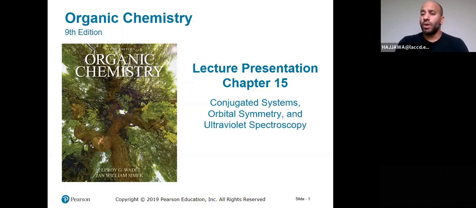Chapter 15, Conjugated Systems. What are we going to learn in this chapter? We will learn what conjugated systems are about, and how come they are stable. We will also learn some chemistry: three main reactions in regard to this chapter.